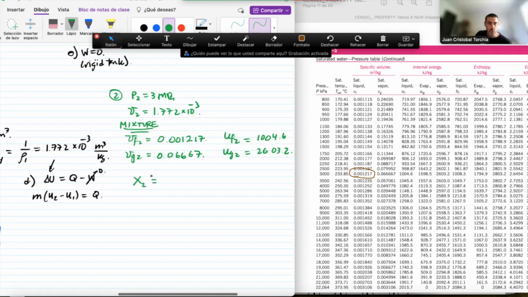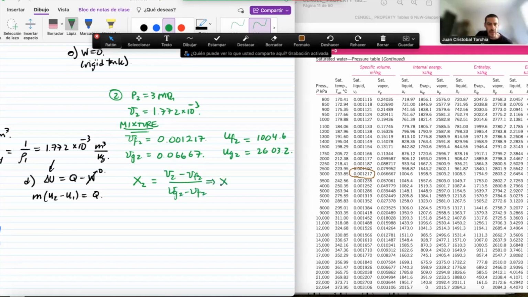So x2, you cannot say that it's the same quality that you had at 1. It can change, okay? The only thing that didn't change was the volume, but everything else can change. So you always need to check. x2 is going to be equal to v2, which is the data that I have, minus vf2, divided by vg2 minus vf2.